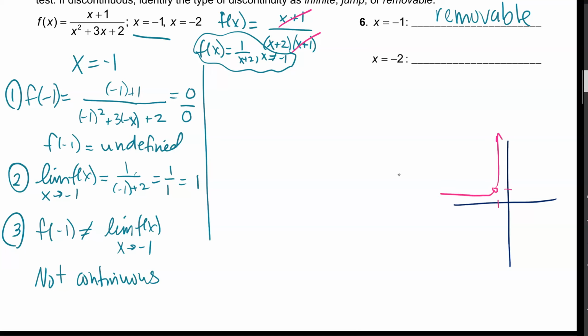Let's just say the hole is at -3 in this case, where would you put removable? There wouldn't be one. The solution to the factor that canceled out would be -3. So the x plus 3 would have canceled. Wait, I'm sorry, what is your question? If you have a hole at -3, you wouldn't write removable for -1, -2. It might be removable.